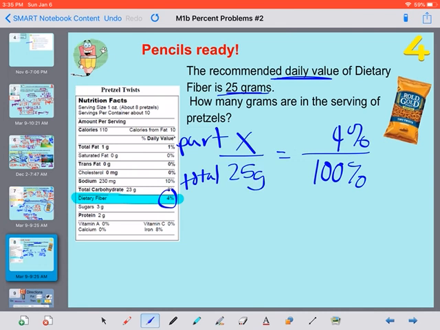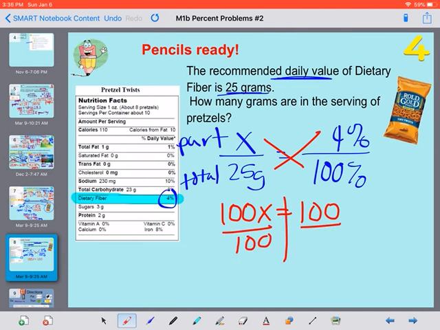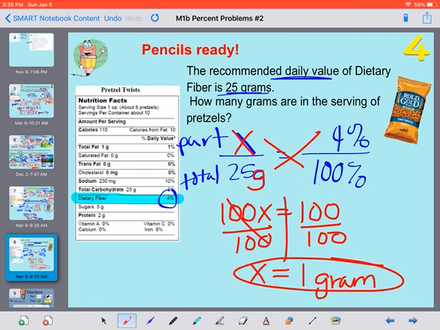We want to know, well, how many are we getting from the pretzel twists? So our cross multiplying, 100 times x is 100x. 25 times 4, you should know this one, is also 100. So if we divide by 100 to solve this, 100 goes into 100 one time. So what were we talking about? X right here was in terms of grams. So in these pretzels, if we had one serving of pretzels, we would get 1 gram of fiber.